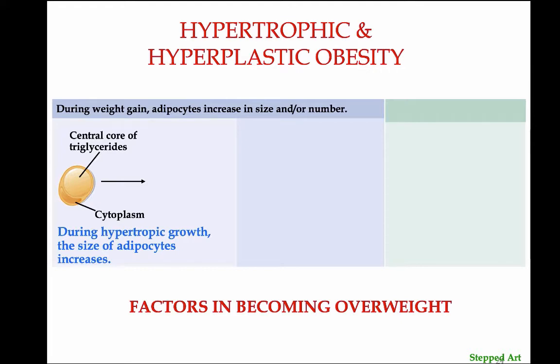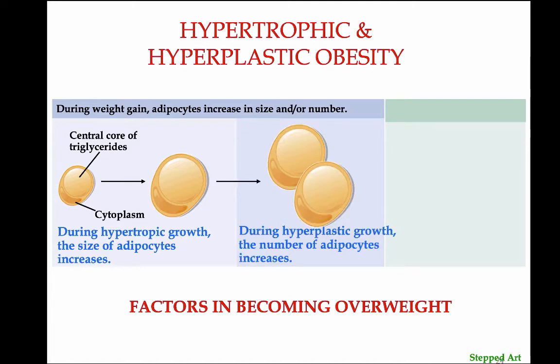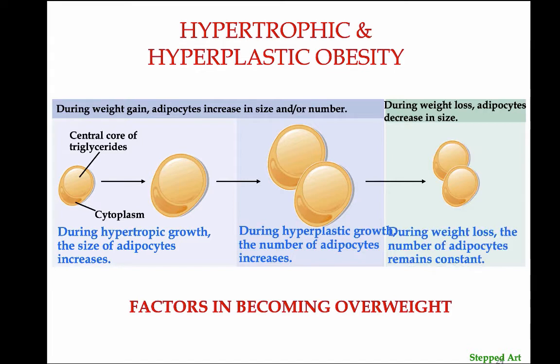So in this first part of the slide, the example shows that during hypertrophic growth, when you are in positive energy balance, the cell is increasing in size, experiencing hypertrophic growth. But what can also happen is that the cells can increase in number. This is referred to as hyperplastic growth. So when intake continues to be greater than energy expenditure, not only do the fat cells increase in size, but they increase in number. The thing is that when you lose weight, when you begin to lose body fat, those cells decrease in size, but they don't necessarily decrease in number.